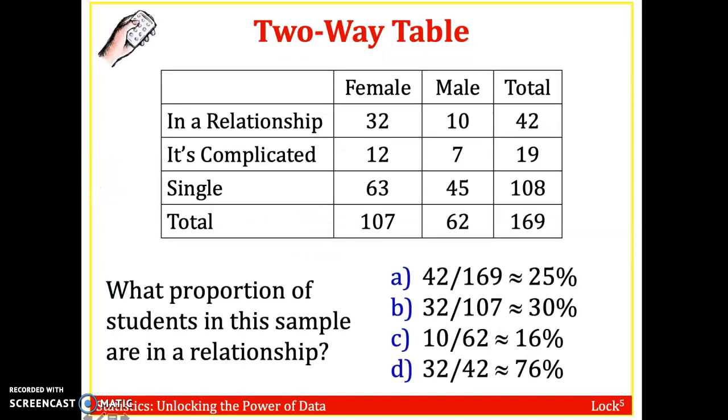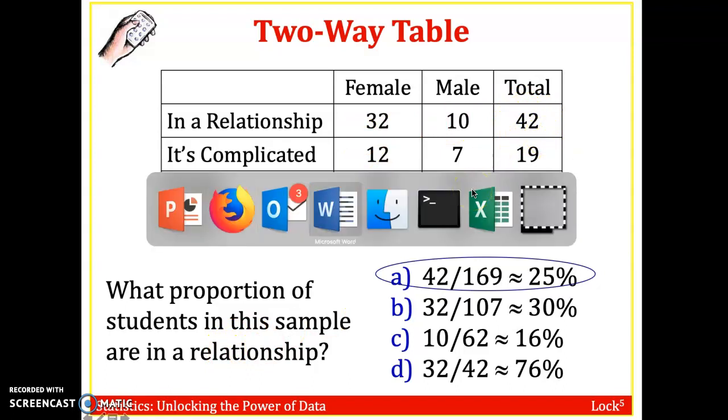Okay, so I want to go through a couple of questions looking at this table. What proportion of students in this sample are in a relationship? I encourage you to pause and see if you can get the correct answer. The answer to this is 42 out of 169. So we're looking at what proportion of students in the sample are in a relationship. I just need those 42 over 169.